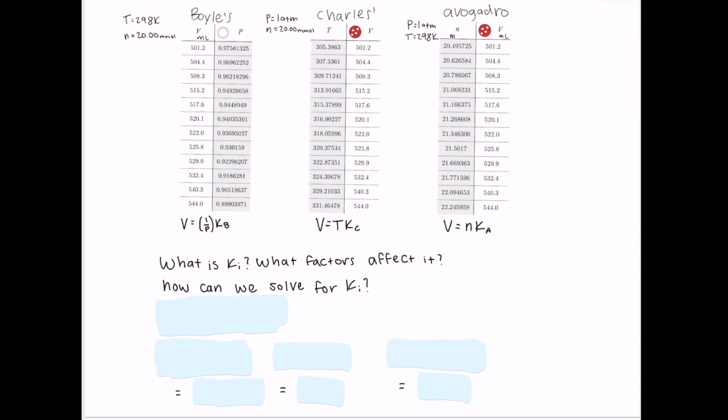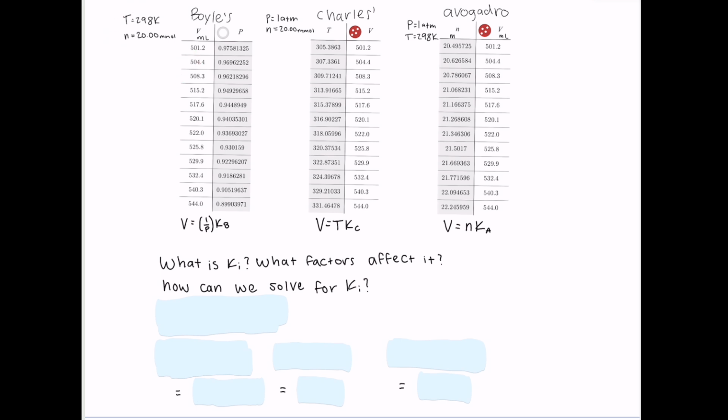Okay, so we're just going to take a look at our data sets from our plots. Looking at Boyle's, Charles', and Avogadro's law, we have all of our data laid out right here. I've swapped around the equation here so that we have V on the left just to match the form of the other two. So what we're going to be talking about is what is K_B, K_C, K_A, I called it K_I here. And one of the most important factors is these other two variables were held constant for each of these.